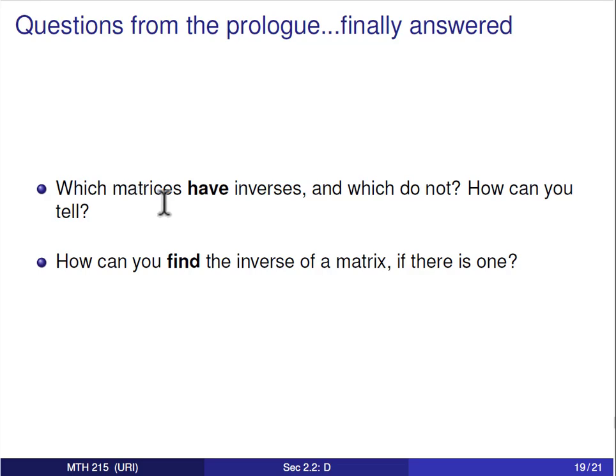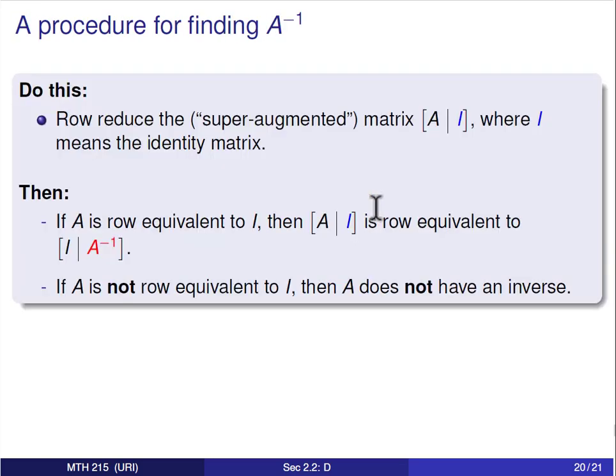Now, what if a matrix doesn't have an inverse? What would happen if you were to try to do this procedure? Well, if you read carefully, the theorem says that if you do start row reducing and A turns out not to be row equivalent to the identity matrix, if you don't end up getting the identity matrix on the left-hand side, if you don't have a pivot position in each of those first columns, then it turns out that your matrix does not have an inverse.